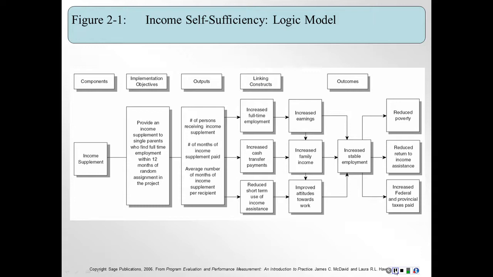Those things affect these linking constructs. Increase full-time employment, increase cash transfer, reduce short-term use of income assistance, which ultimately affect the outcomes. Increased full-time employment affects increased earnings. Increased cash transfer payments, money given to program participants, affects family income. It increases family income. Reducing the short-term use of income assistance by program participants improves their attitudes towards work, as do some of the other outcomes. Notice that outcomes themselves link one to the other in this particular diagram.